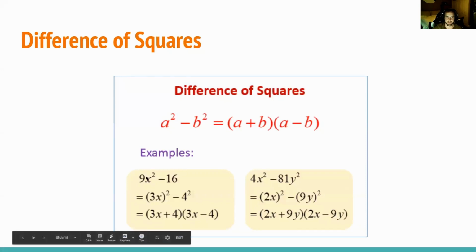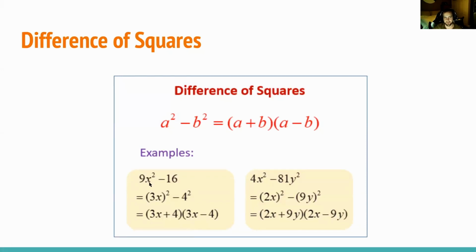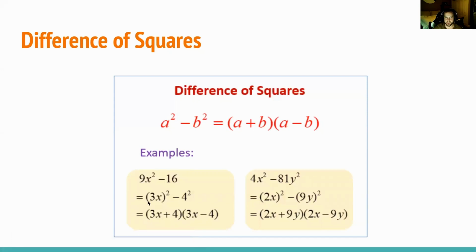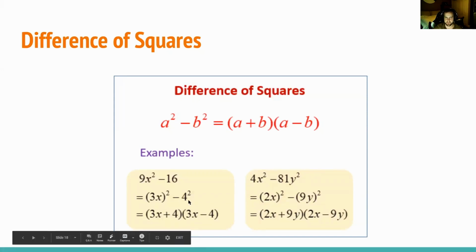And so here are some examples: 9x squared minus 16. This is just 3x to the power of 2, right? Because 3 times 3 is 9, and x times x is x squared. And then 16 is just 4 squared. Using this formula, we can do 3x plus 4, because our a term is the 3x and our b term is the 4. So 3x plus 4 and 3x minus 4 is the answer. And then again, just another example here that you can look at.